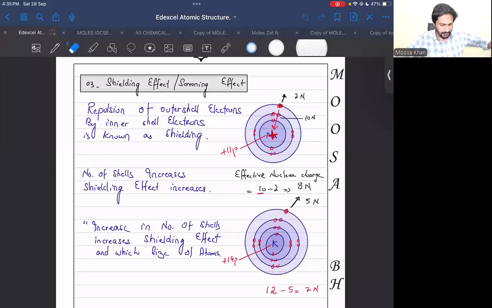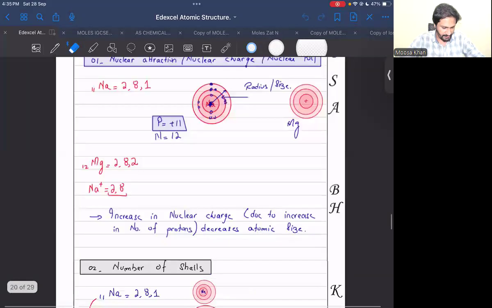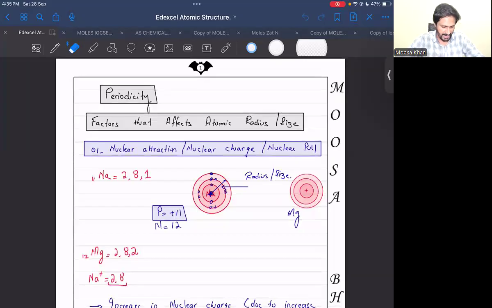Today we're gonna continue from here, from shielding effect. Last class, we were discussing the factors that can affect the atomic radius, and we discussed three factors: nuclear attraction, which is directly proportional to the number of protons. If any atom has more protons, it would have a greater nuclear attraction towards its electrons. Nuclear attraction can also be called nuclear charge or nuclear pull. So it has three names, and you should be familiar with all three names, right?